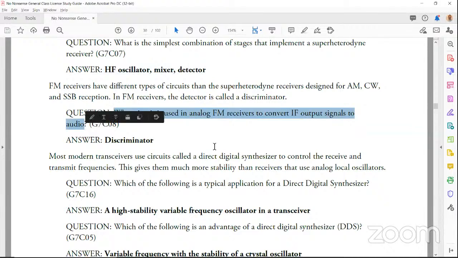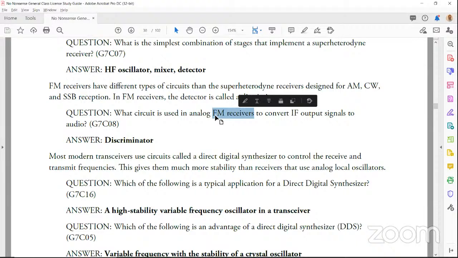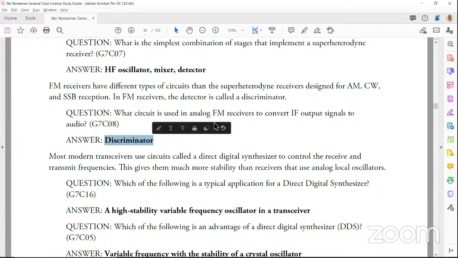Moving right along. What circuit is used in analog FM receivers to convert IF output signals to audio? So let's dissect this question a little bit. They're asking us for what circuit. Is it a product detector circuit? Is it a filter circuit? Is it a mixer circuit? Is it a discriminator circuit? And so on. But notice they're asking us about an FM receiver, analog FM. So we may remember when we did the block diagram on the FM receiver, that detector was called a discriminator. That's actually the answer, right? So what circuit is used in FM receivers to convert the intermediate frequency output to the audio? That is the detector, called the discriminator.